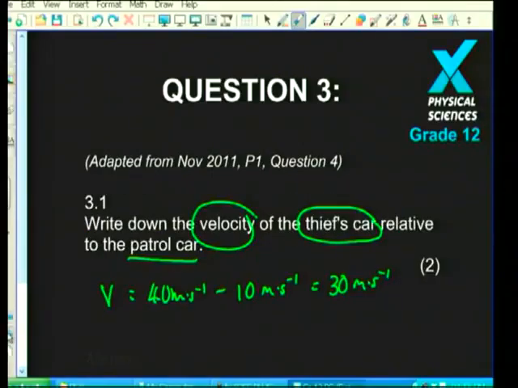We do need to notice that this is a velocity, so you need to give a direction, and they gave us the direction in the original question. It was moving east and he was going in the same direction. So our final answer here must include direction.